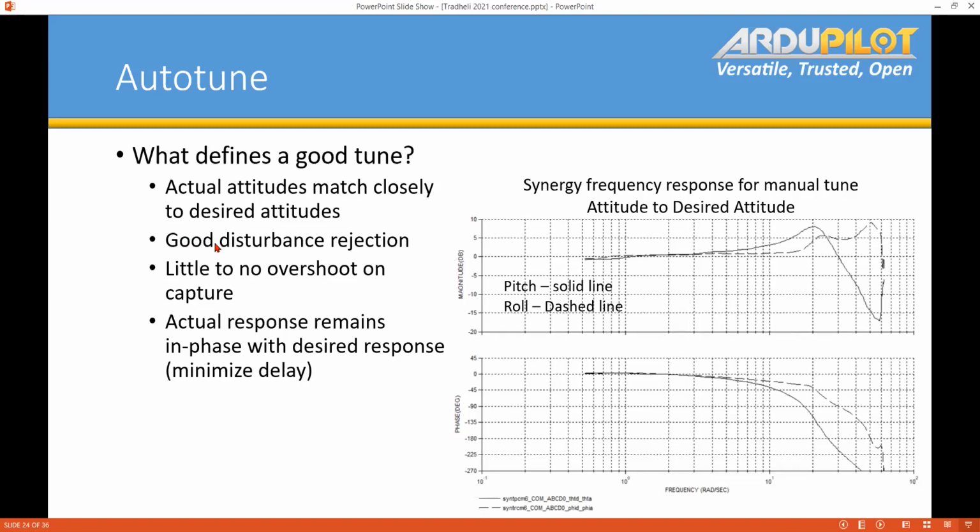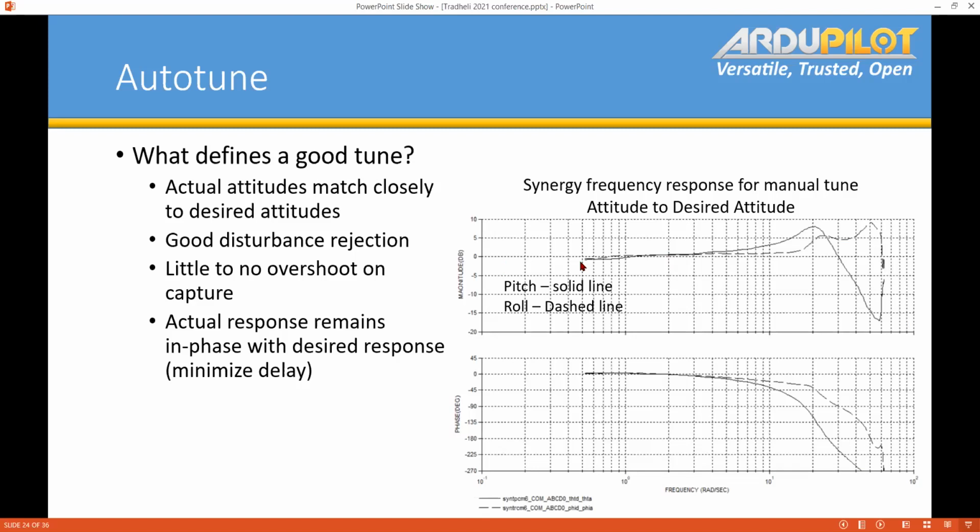So the other thing is good disturbance rejection. What does that mean? Well, if it gets hit by a gust, it's not going to cause the aircraft to go off of the attitude very much. If you're commanding a response, right, you don't want very much overshoot in the response. So if you want to go to 20 degrees instantly, you want it to pretty much come up to 20 degrees and maybe overshoot a little bit, maybe a degree or two, that would be okay. But you want it to nail that 20 degrees as quickly as possible. And then lastly, that the response remains in phase with your desired response, that what you're requesting, the aircraft is keeping up with you or keeping up with the controller request. And so those are the things we kind of want out of a good tune.